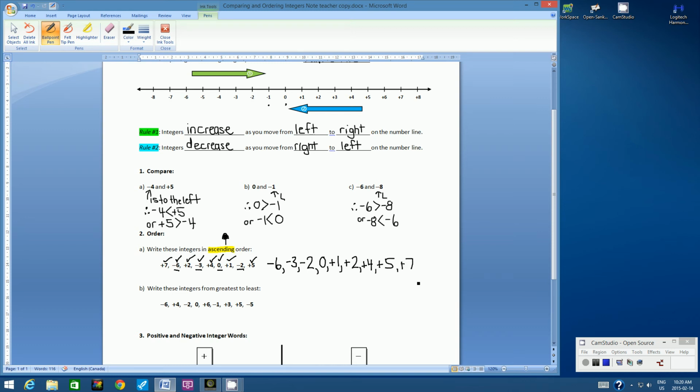Now, before you go on to the next question, this is one thing you could do to make sure you've got all the numbers. Count the numbers that were in the question. 1, 2, 3, 4, 5, 6, 7, 8, 9. And count the numbers in your answer. 1, 2, 3, 4, 5, 6, 7, 8, 9.